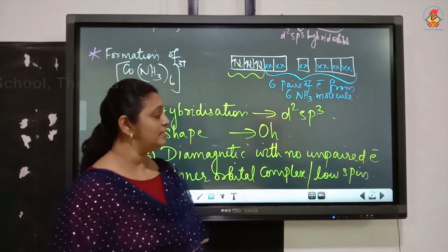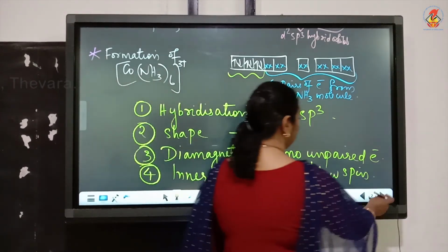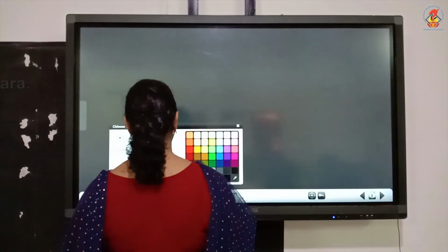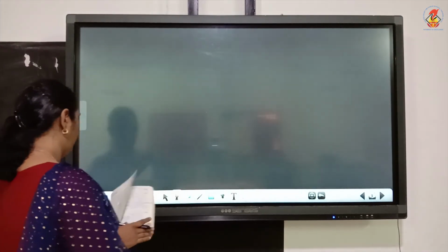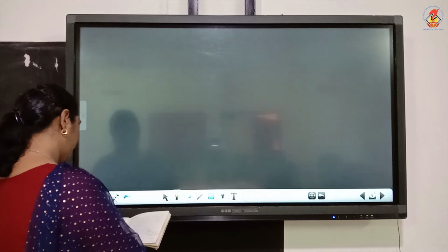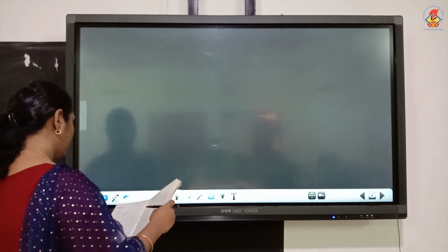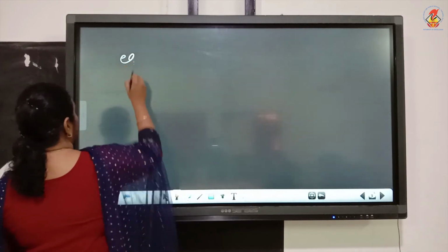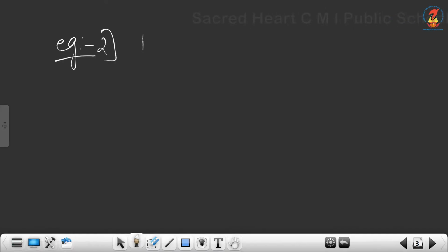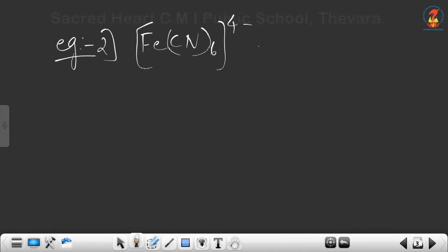So this is the first example. Now the next question, example 2. In the same way we have to show it. [Fe(CN)6]4-. Now you have to show the bonding in this complex.